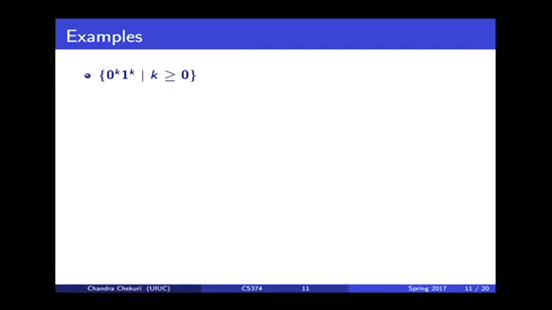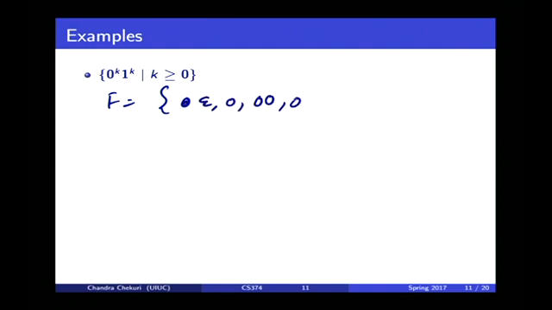Let's do the example in this methodology. It's a little abstract, but we need to understand it. What is the implicit fooling set we use? Say for this, what is a fooling set? I claim F is epsilon, 0, 00, 000, which is the same as 0 to the i for i greater than or equal to 0, is a fooling set for this language.